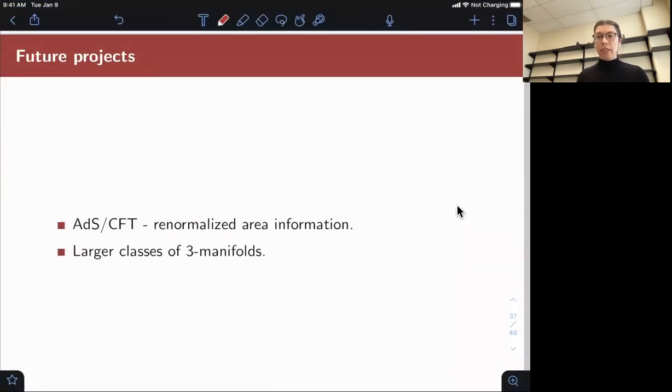So, some future projects. One is to consider, again, this anti-de Sitter conformal field theory setting that the physicists are interested in, looking at an asymptotically hyperbolic manifold, anti-de Sitter manifold, pardon me, and considering renormalized area information in this case. Another direction is just larger classes of 3-manifolds. We can do it for this 3-manifold right now. What happens if we give ourselves more data with fewer restrictions on the manifold, or the manifold has a different structure, looking at area information in these cases and trying to recover a Riemannian metric.